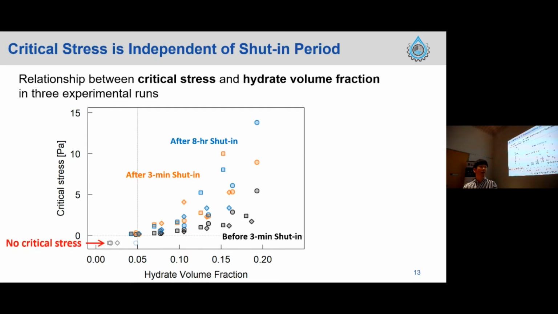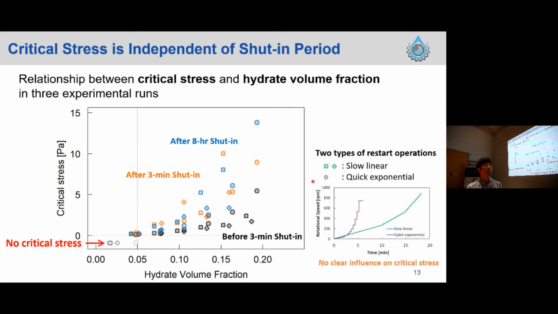And again, the critical stress wasn't observed at low hydrate volume fractions, but at least above 5%, the critical stress was observed in all the measurements. We tested two types of restart operations, slow linear (green line) and quick restart (purple lines), but these operations didn't affect the critical stress, at least in our measurements. These three symbols correspond to three experimental runs.